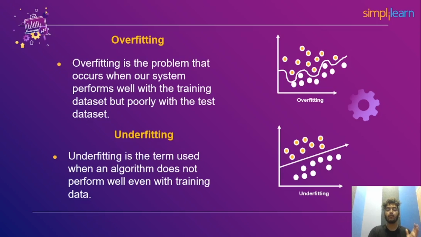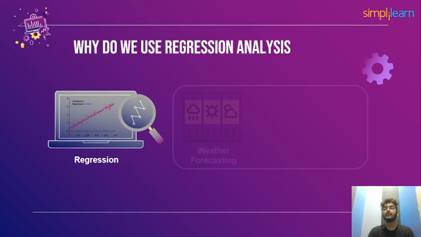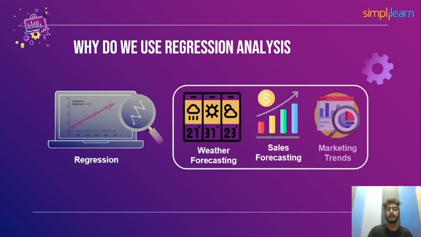After understanding what regression analysis is and its terminologies, let's move forward and see why we use regression analysis, including those involving the weather, sales, marketing trends, and other factors. In this situation, we need regression analysis that can make forecasts more precisely. So let's understand the concept of regression analysis using an example.